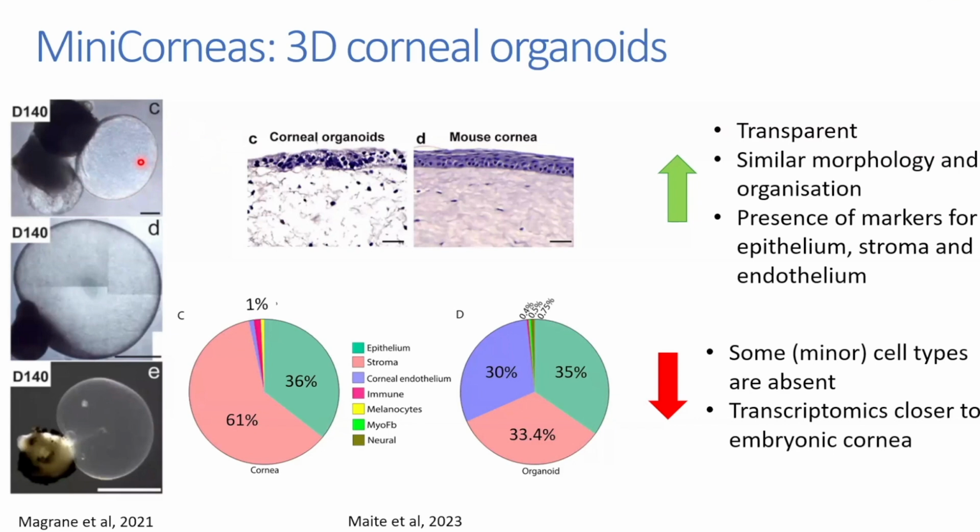And when we actually look at the global gene expression, we see that they are not fully mature. They're still more comparable to embryonic corneas than to our adult corneas, right? So of course, these are all limitations in all of these organoids, not just the cornea, I have to say.